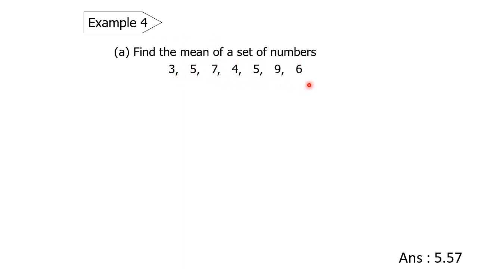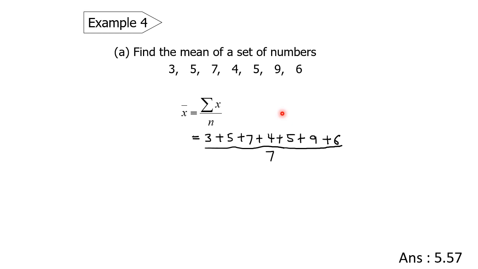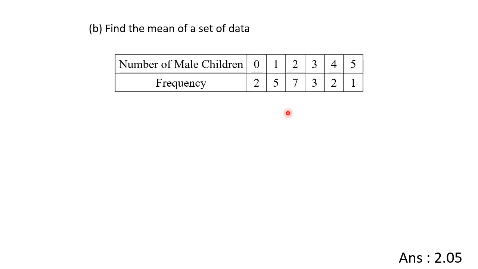So here's the set of numbers. To find the mean, we just sum all of this and divide by the total number of data. So here total number n is 7. So divide by 7, then we get the mean is 5.57. Okay, very straightforward. Right, next for question B.